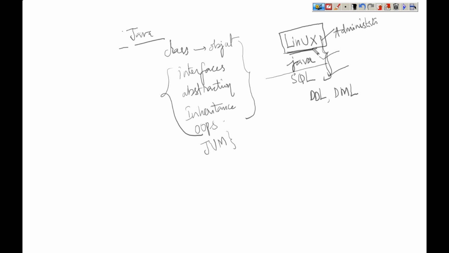But as a developer, you need not have in-depth knowledge of Linux. You need to have some 50%, or 40 to 50%. That's it.